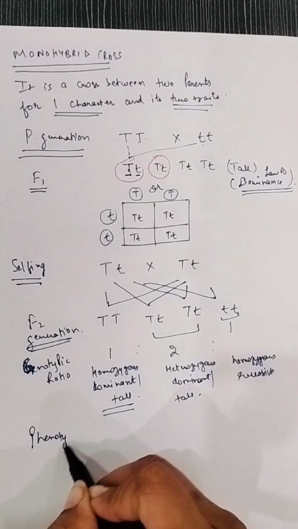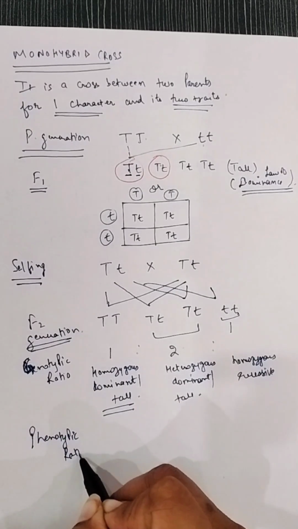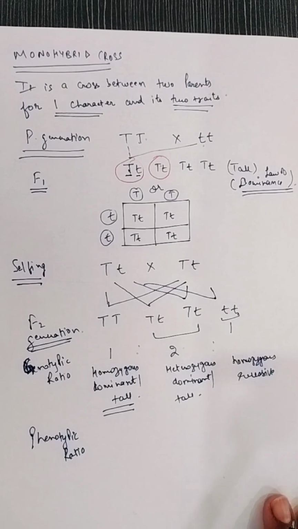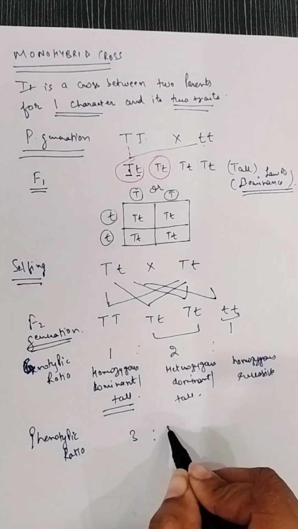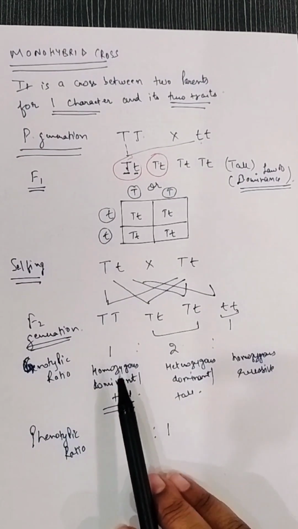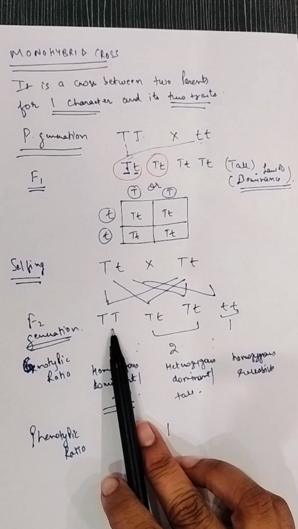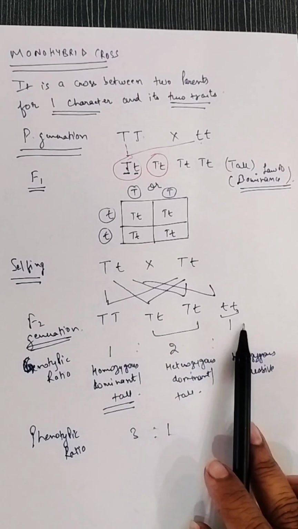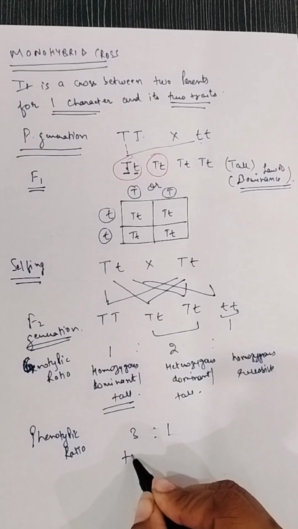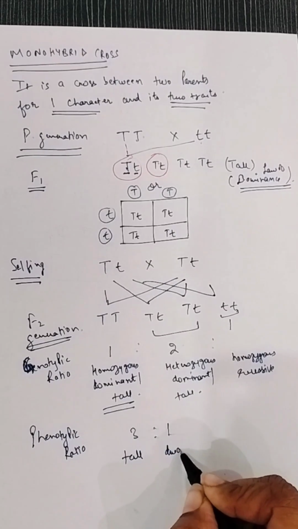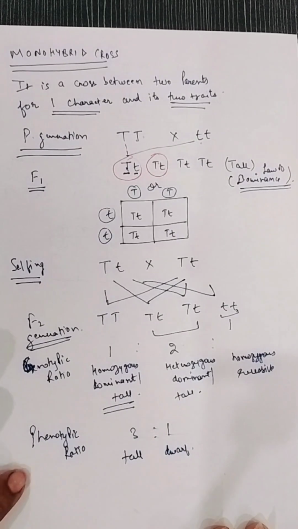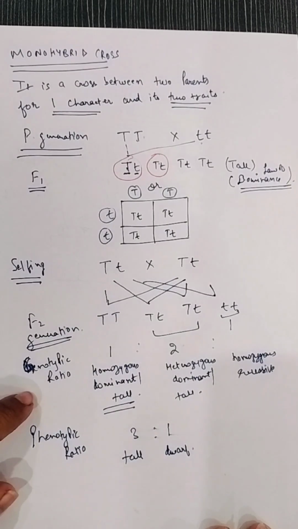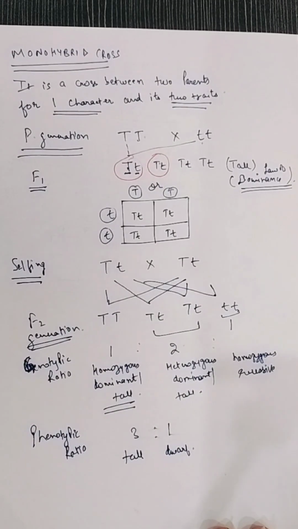But when we talk about phenotypic ratio, then phenotypic ratio is 3:1, because either in homozygous dominant or in heterozygous dominant we are getting three individuals tall and one is dwarf. So 3 will be tall and 1 will be dwarf. This is the phenotypic ratio and this is genotypic ratio.